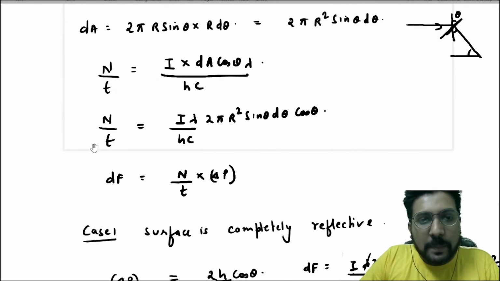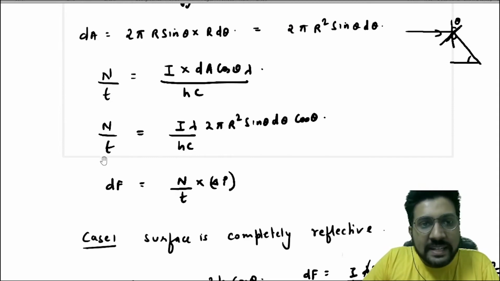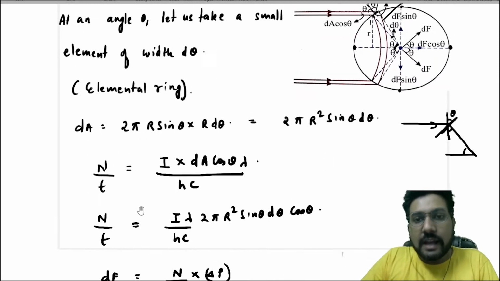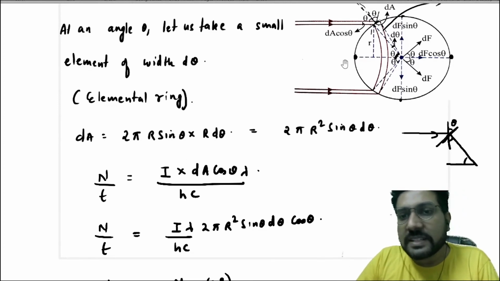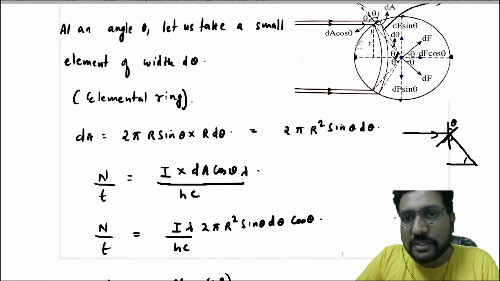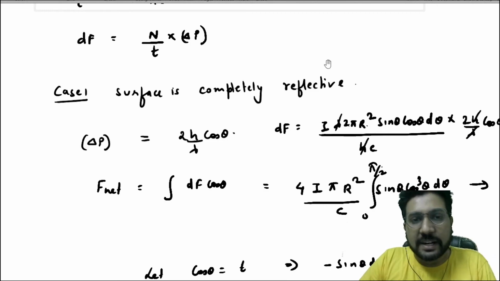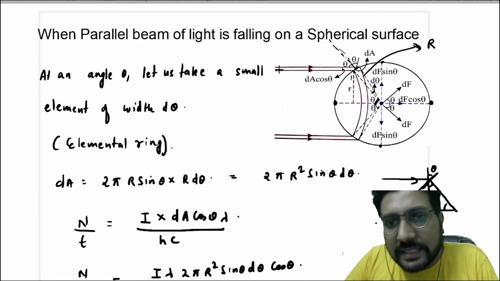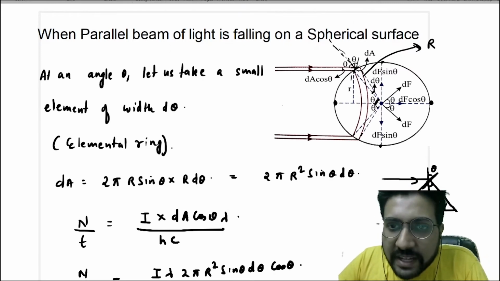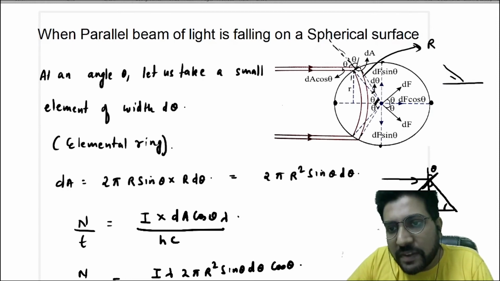Okay. Now dF, you know that the force is n by t multiplied by the change in momentum. Now to find the change in momentum, we will have to take two cases. In one case we will assume that this is completely absorptive, and in the other case we will assume that it is completely reflective. So here first we are assuming that it is completely reflective. Okay, so if it is completely reflective, in that case this is the beam. After reflection it will move in this direction. So this is just like the simple case of reflection where the change in momentum is 2h by lambda cos theta.